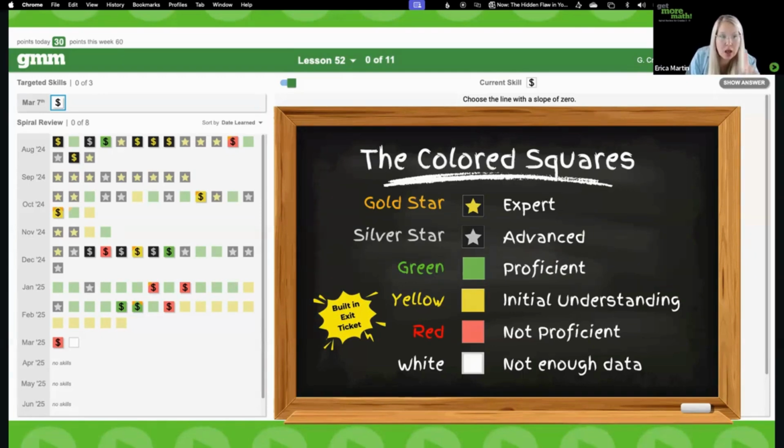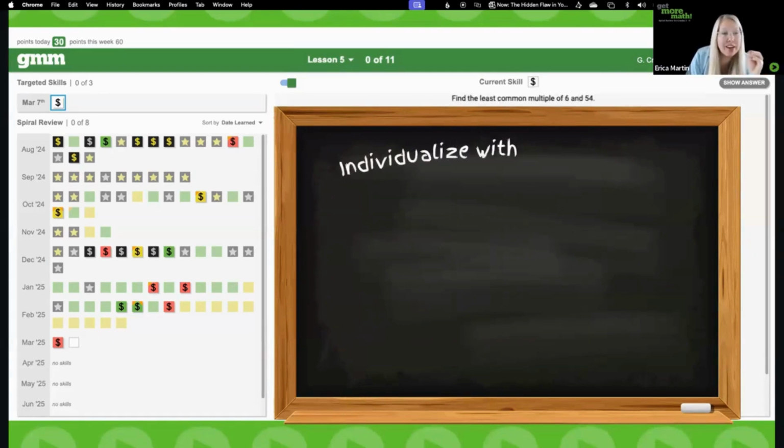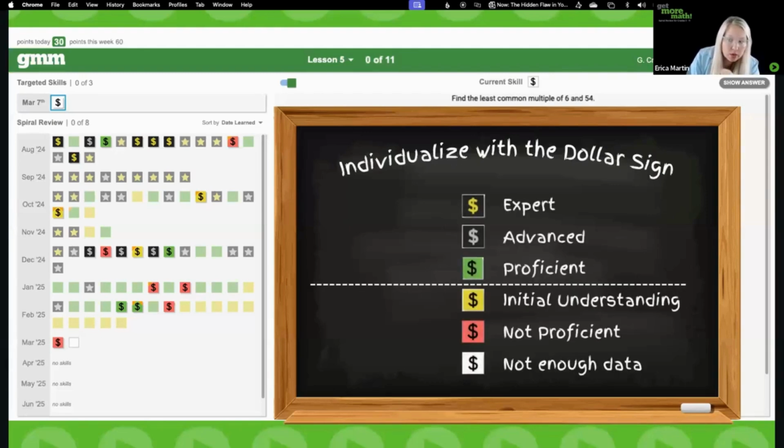Now, it's not just spiral review that's given to the whole class. We're going to individualize it for each student, because here's what we know. Those weaker skills, white, red, and yellow, they're going to be different from student to student. So we're going to place a dollar sign on the skills that we want our students to practice most. The weaker skills, we need them to build proficiency.